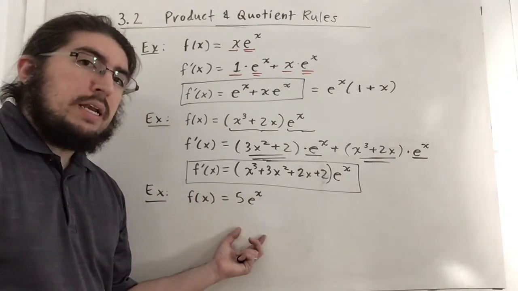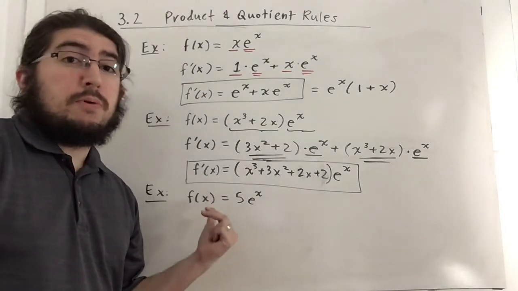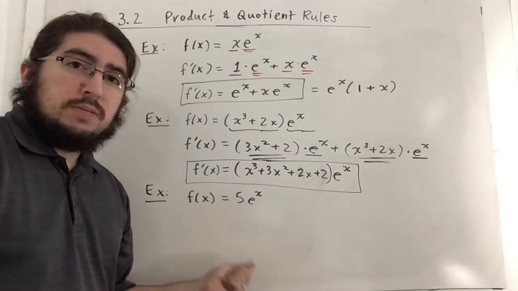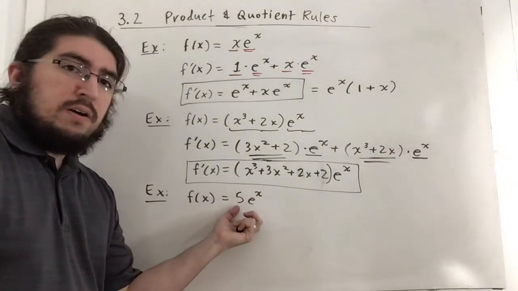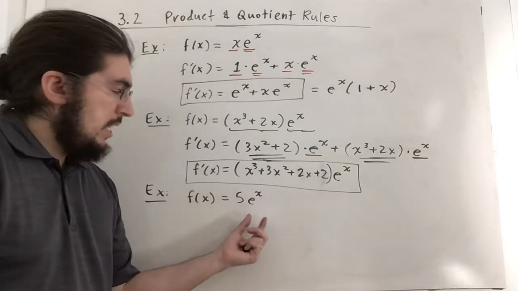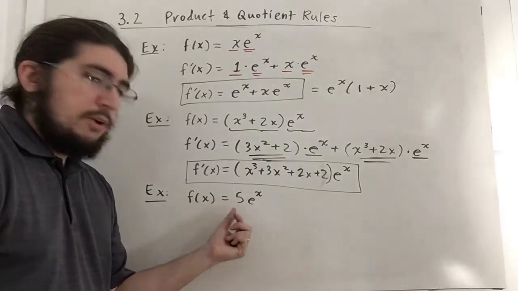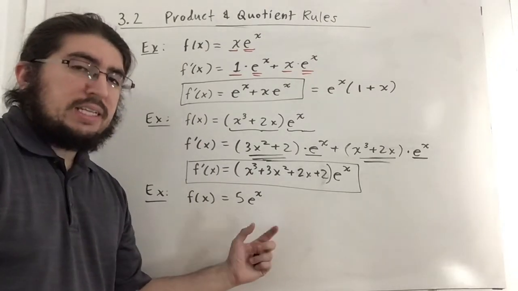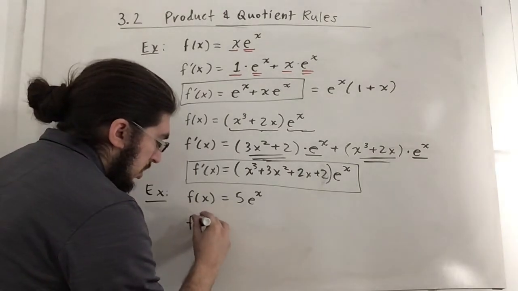Now, this one is kind of funny, because this one you can actually do without using the product rule, because it's just a constant multiple rule. The constant multiple rule says that the derivative of a constant, let's say 5 times e to the x, any function, is just that constant times the derivative of that function. So the answer here is going to be 5 times derivative of e to the x, which is just itself, 5e to the x. Now, I'm going to use product rule here just to show you that you can.